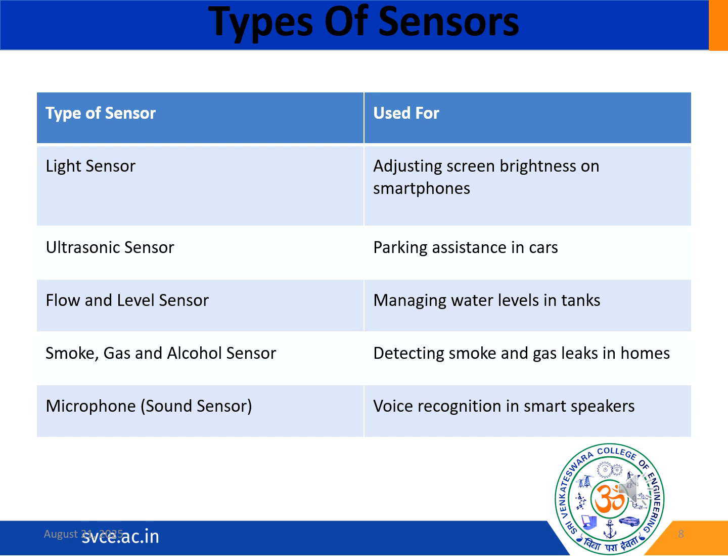And next we'll move on to ultrasonic sensors. It is used in parking assistance for cars. The next type of sensor is flow and level sensors. Here we have to monitor the water levels in tanks, and we can use this type of sensor.